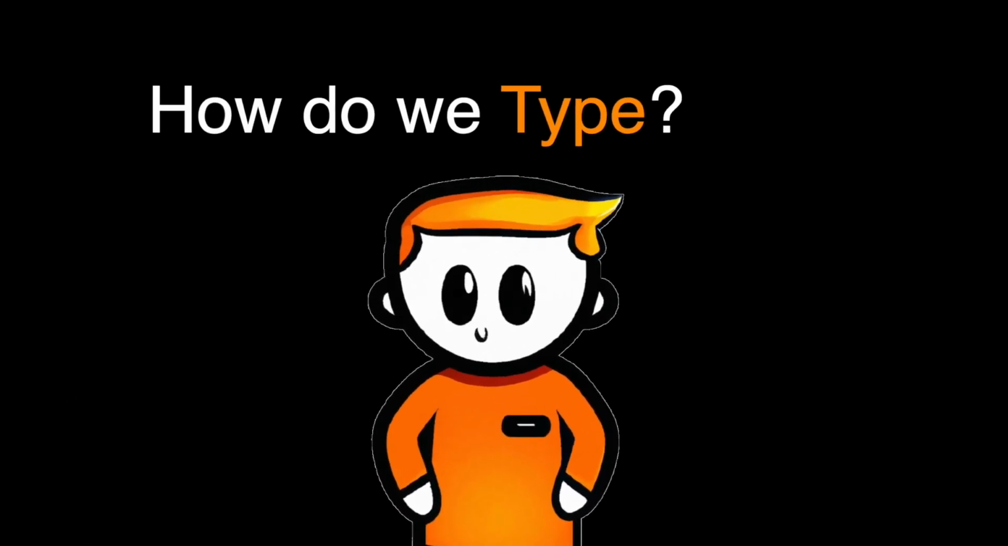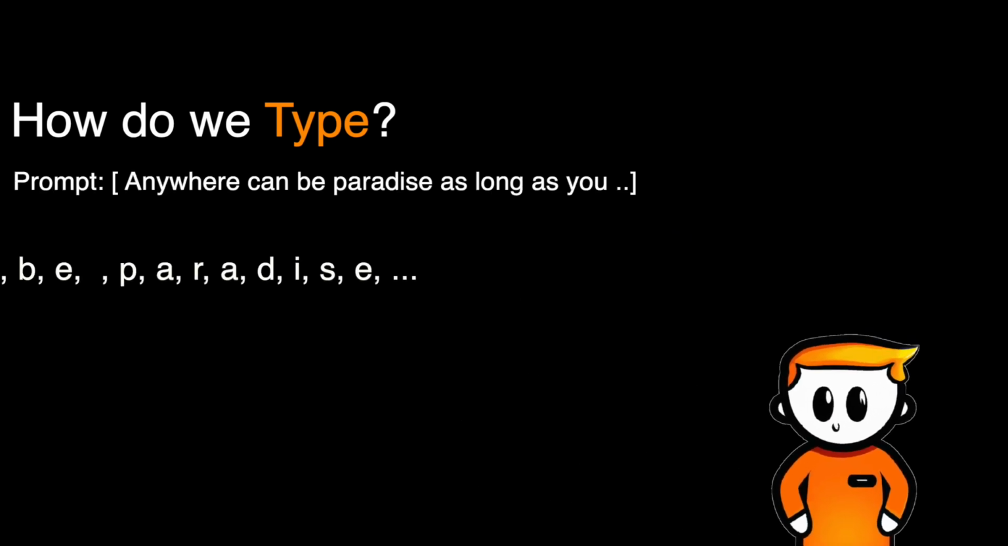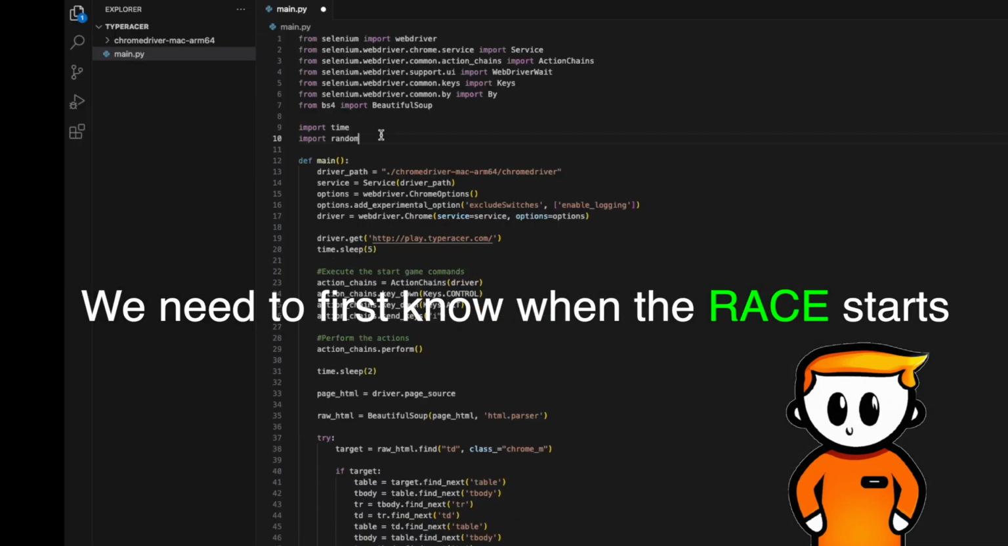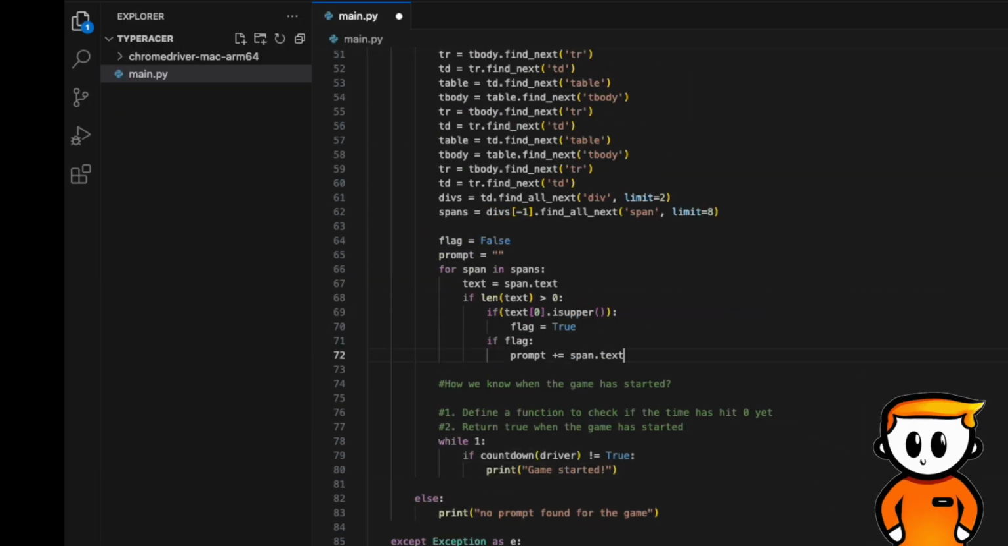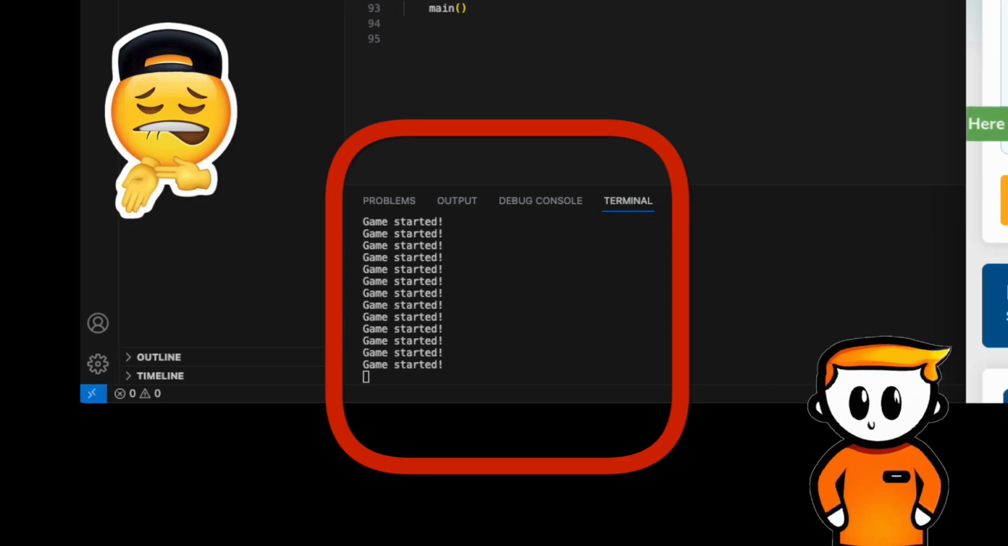One thing that we need to consider is how do we type? For any given prompt, we need to be able to mimic typing each character individually and then send it to the game in order. But wait, we also have to know when the race starts. The game starts when the countdown hits 0. Now we are printing out that we detected that the game started.